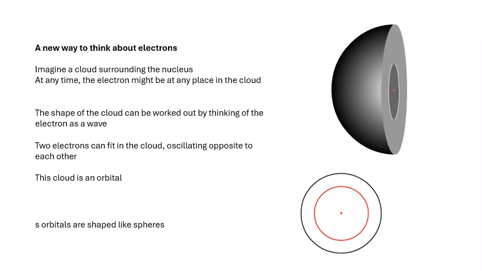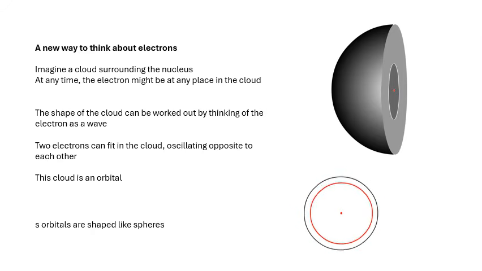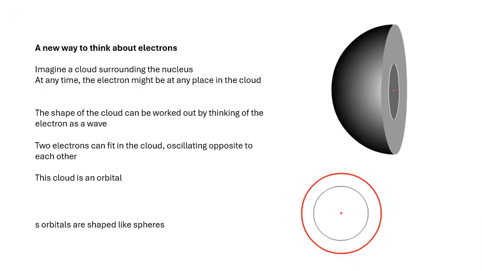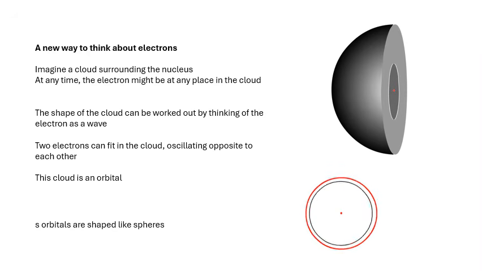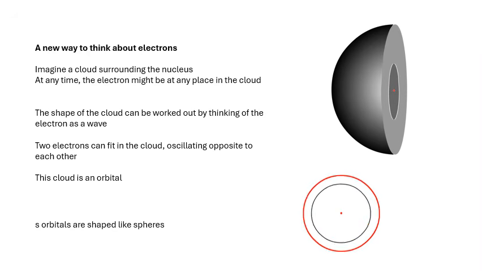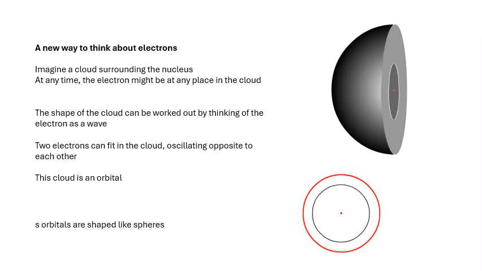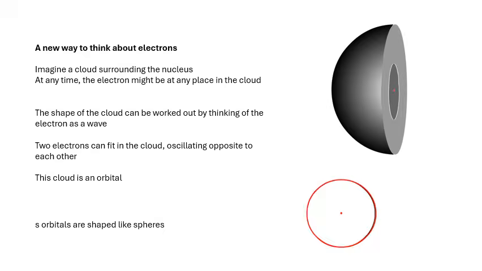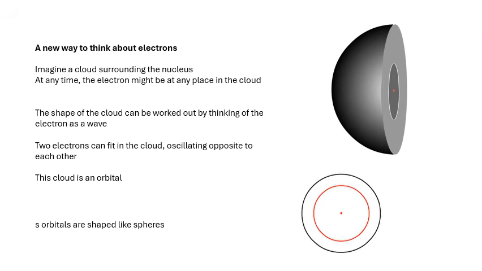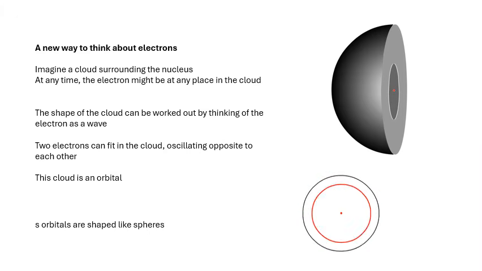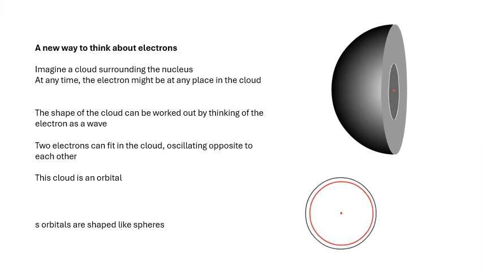Now, in this cloud, this sphere, you can actually have two electrons oscillating like two guitar strings, if you like, oscillating in antiphase, opposite to each other. So if you like, when one's going out, the other one's going in, and vice versa. And that's the second diagram. That's my little animation to represent these two electrons oscillating in opposite directions. And this cloud is an orbital.